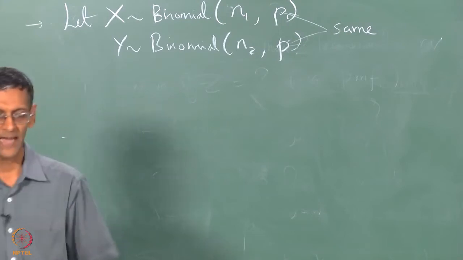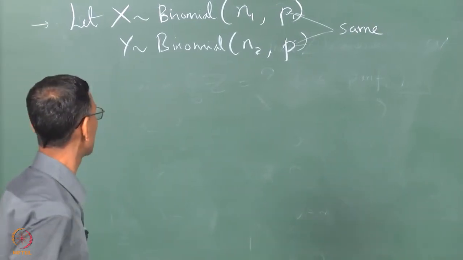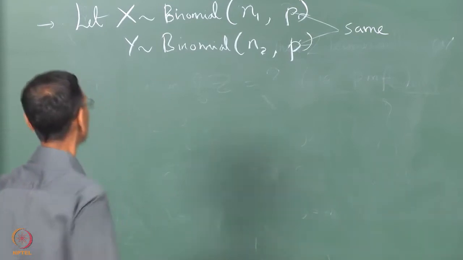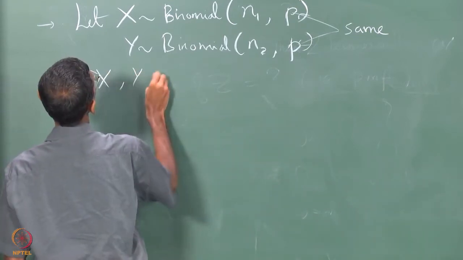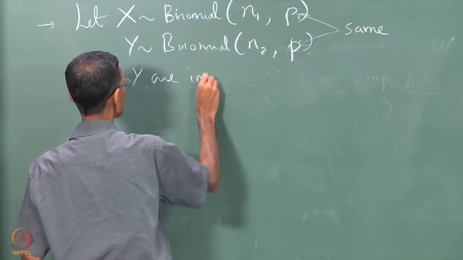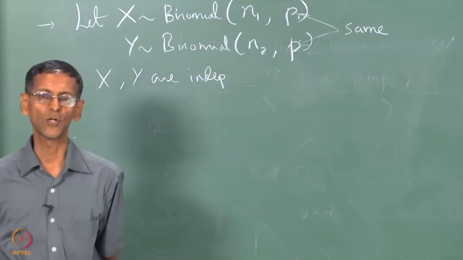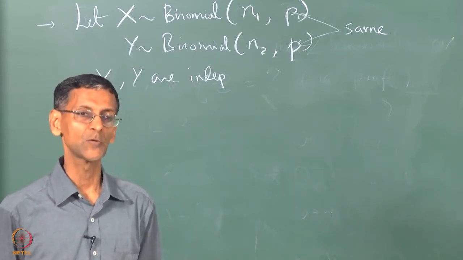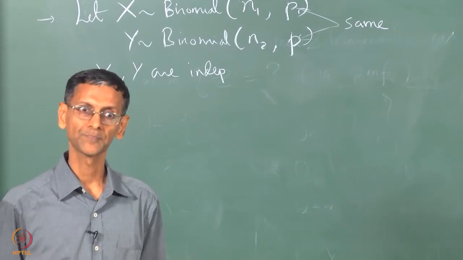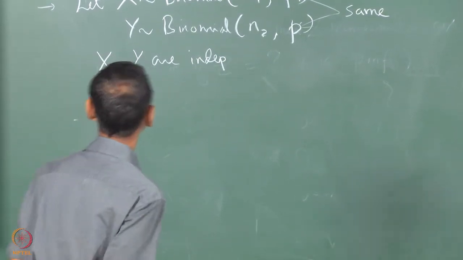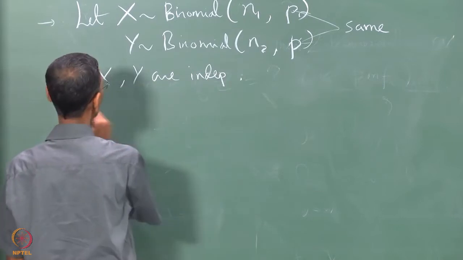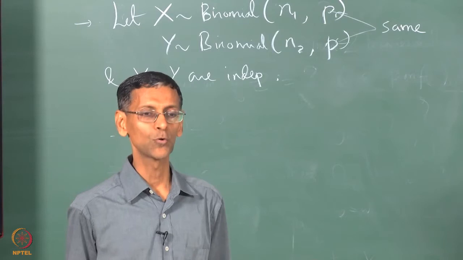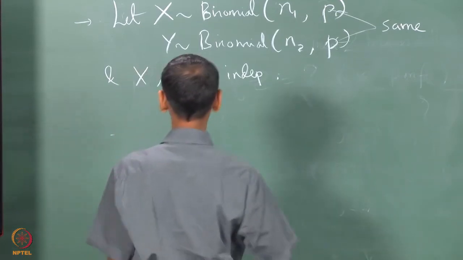In other words, we are looking at the number of successes in n1 trials being X and then n2 other trials being Y, and X and Y are independent. So obviously these trials have to be disjoint in some sense. There cannot be any overlap in those n1 and n2 trials. If there were, then X and Y would not be independent. Then what can you say about Z, just by reasoning, without going into any mathematics?